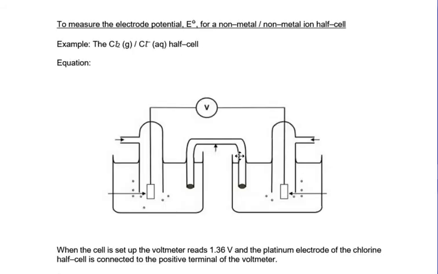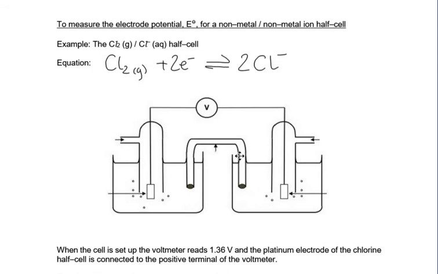So our final type of these that we're going to have a look at is one where one of the things in our half cell is a gas this time. So our equation, Cl2 gas plus 2 electrons. We were trying to turn Cl2 into Cl-. That's our reduction. What's the value for that and how would we measure it?